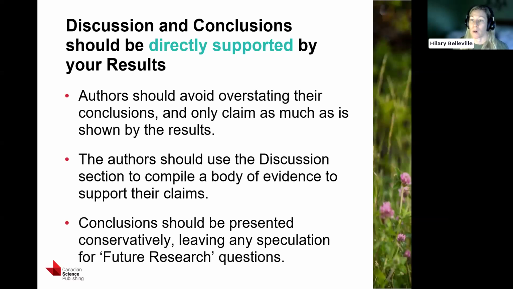Okay, so in a system where the most groundbreaking and click-worthy papers are often given priority, it's tempting to overstate your conclusions. However, this makes for poor science. Your conclusions should only claim as much as shown by your results. Your discussion section is where you should be linking your results and your assessment of those results to the existing literature to build and present a body of evidence to the reader, keeping in mind the research question you explicitly set out to study. You should present your conclusions conservatively, such as because of A, B, and C, we posit a theory whereby, and leave any speculation for future research questions.